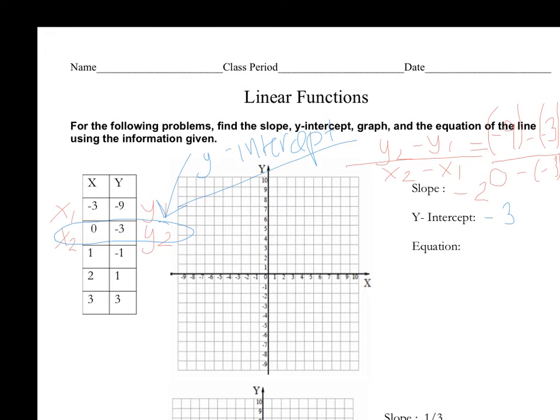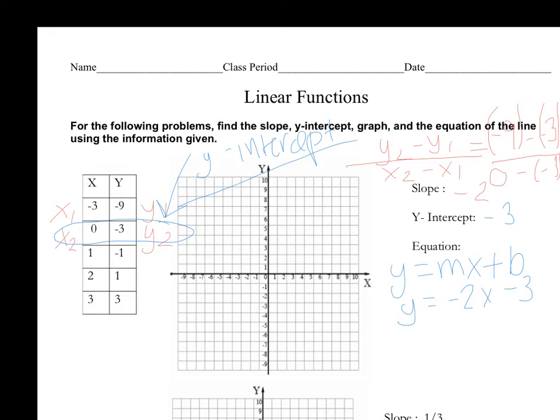Okay, so now we need to make our equation. So the equation is based off of this famous one right here. y equals mx plus b. So my m is always my slope. So I'm going to write y equals negative 2x. My y-intercept is negative 3. So I'm going to put minus 3. Okay. So that's my equation.